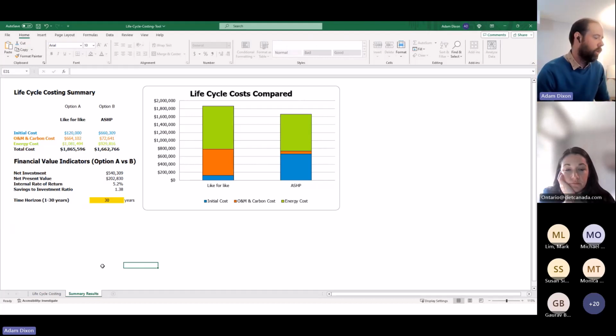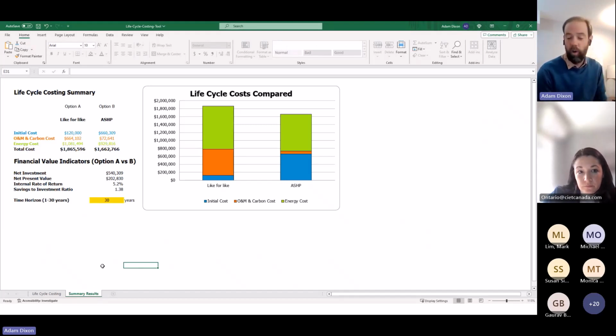It should show us some of those simple financial metrics we looked at in the interactive fact sheet. We can see our initial costs here: 120,000 versus 660. Then our O&M costs and carbon costs. The first option is where we're getting killed, because our O&M and carbon cost is $664,000. Now, we didn't put in an O&M cost in option B, so we may need to explore that. It's $72,000. I personally would question that value right now and go back and play with some numbers. Even if you do the same, it's probably a good place to start.